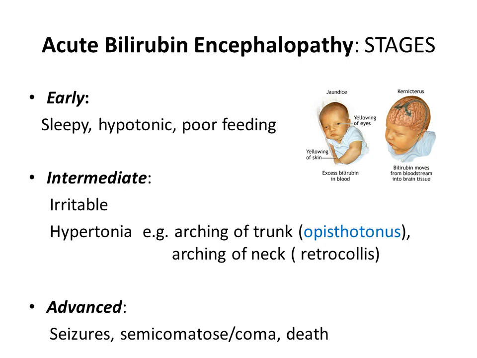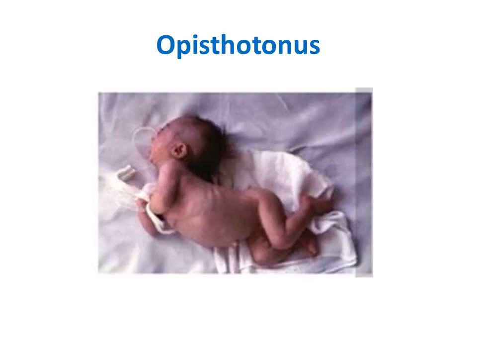The latter manifests as opisthotonus, i.e. arching of the trunk, and retrocollis, i.e. arching of the neck. Advanced acute bilirubin encephalopathy is characterized by apnea, seizures, semi-comatose or comatose state, and may even result in death. This picture shows a baby who is in opisthotonus posture, which is a sign of acute bilirubin encephalopathy.